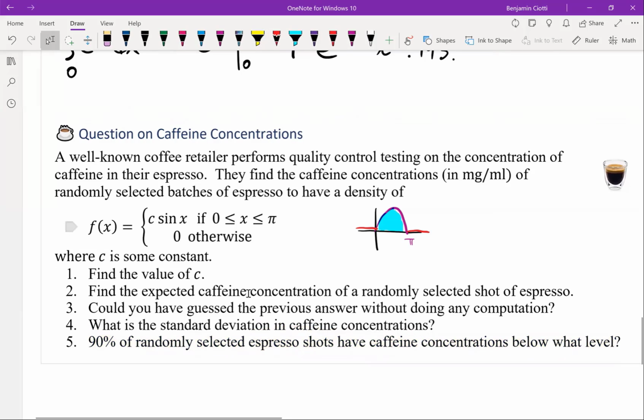So I'll answer these questions in class, but you should try them, see if you can do them, and then you can see if you got it right in class.